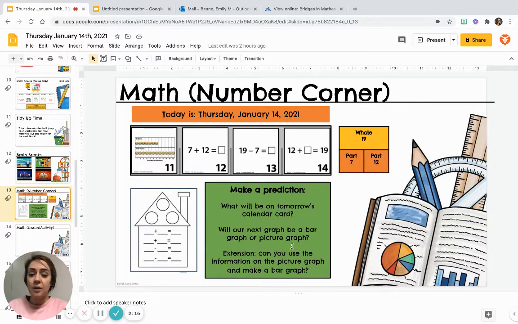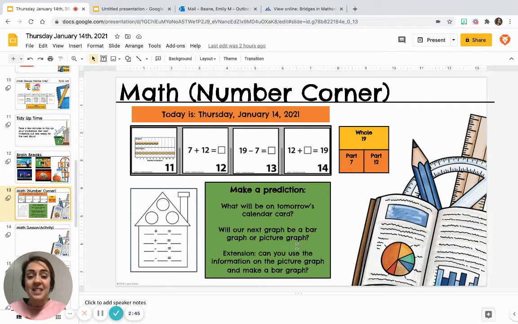I also want you to think about what our next kind of graph will be. So remember, we started with a picture graph with the dogs and cats, and then we had a bar graph with shopping and spending the night, and now we have a picture graph. So based on what we know about our pattern so far, do you think the next graph is going to be a picture graph or a bar graph? It's been picture, bar, picture.